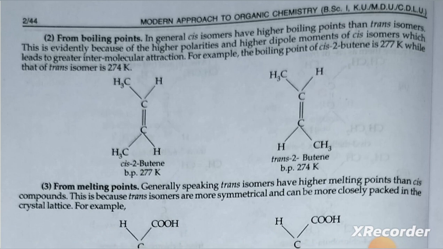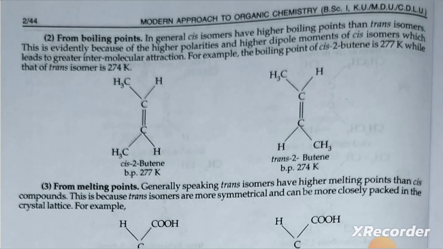Second is from boiling point. In general, cis isomers have a higher boiling point than trans isomers. This is evidently because of the higher polarity and higher dipole moment of cis isomers, which lead to greater intermolecular attraction. For example, the boiling point of cis-2-butene is 277 Kelvin, while that of the trans isomer is 274 Kelvin.